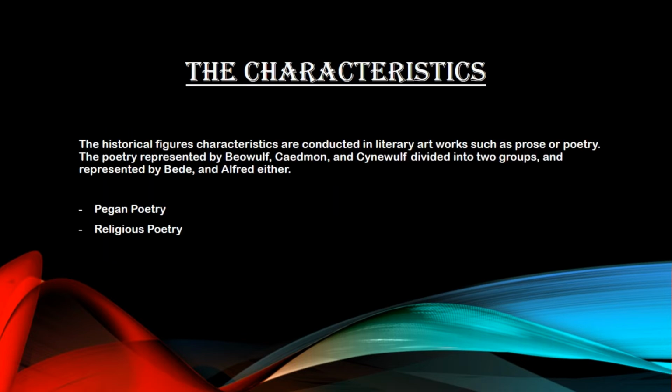The third slide is the characteristics. The historical figures' characteristics are conducted in literary artworks such as prose or poetry. The poetry is represented by Beowulf and Cynewulf. It is divided into two groups, represented by Beda and Alfred as well. The first one is pagan poetry, the second is religious poetry.